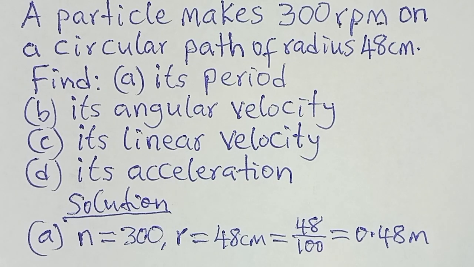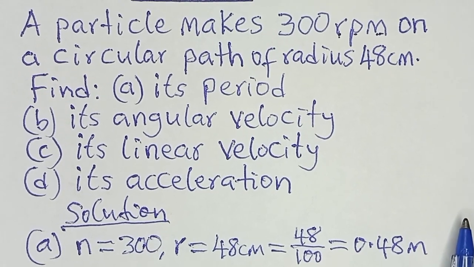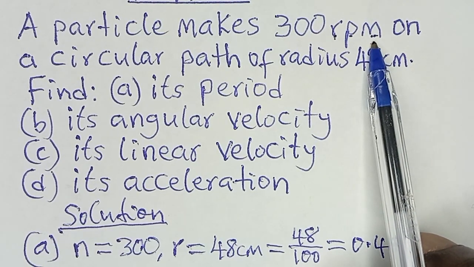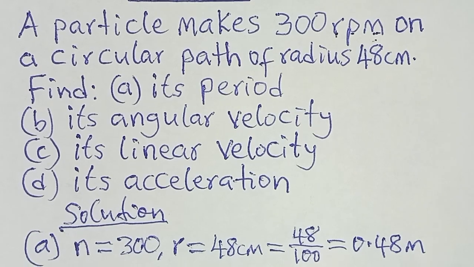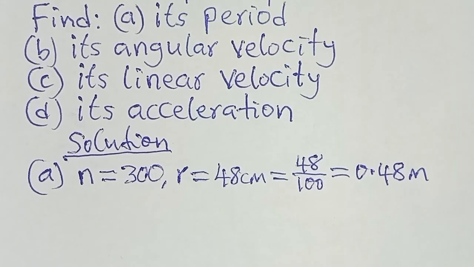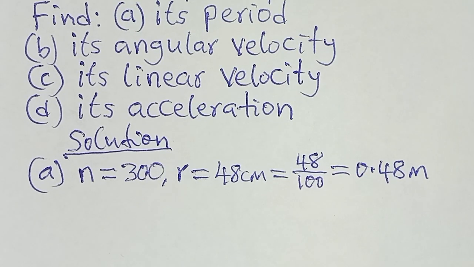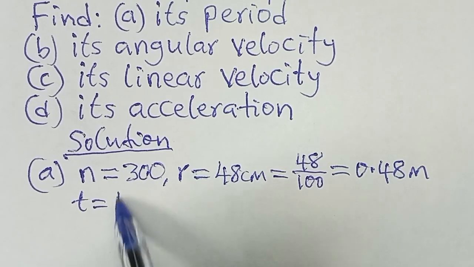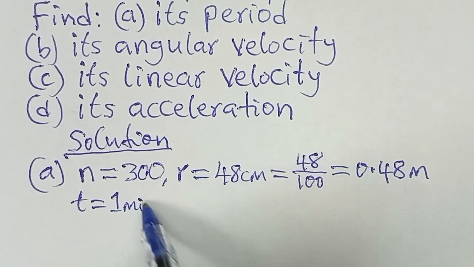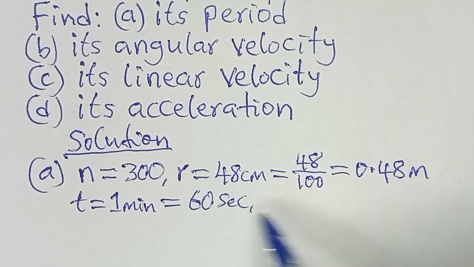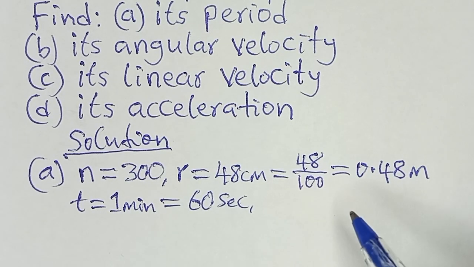And then another thing that we are given, this 300 revolution per minute means that the time taken is 1 minute. Per minute means 1 minute. And in physics, 1 minute is the same thing as 60 seconds because we apply the SI unit in seconds. So I can say time is equal to 1 minute, that is per minute, and that will be equal to 60 seconds.